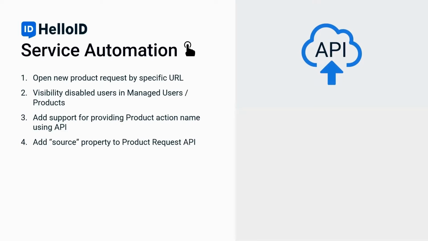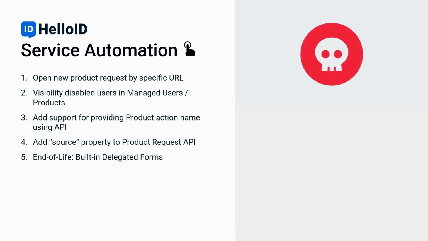Our final new feature is Add the source property to the product request for API. Source property is already available for the product assignment API endpoints. Now we have support for the source property using the product request API endpoint. Using the source property enables you to identify the source of the product request or the product assignment. This way, you can make sure you only manage products that were requested or assigned using a specific source. For example, HelloID provisioning.